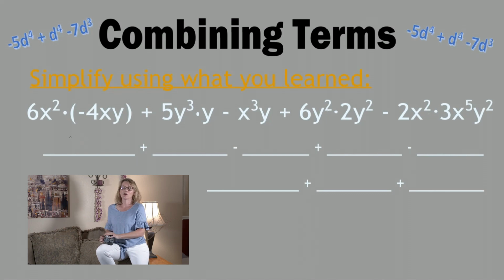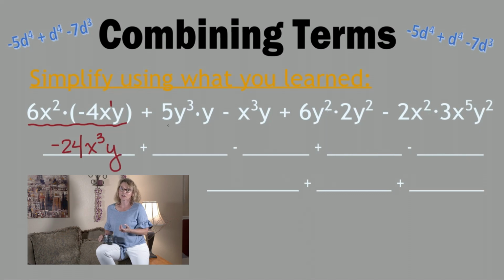First thing we're going to do is multiply anything we can within each term, the groups separated by plus and minus. And then we'll add any like terms that we see. Our first term, multiply the 6 times negative 4 equals negative 24. We have an x squared times x. 2 plus 1 equals 3 for x cubed times the y.